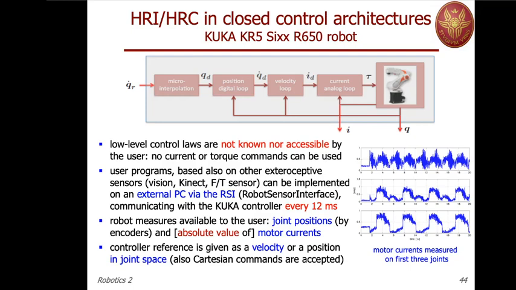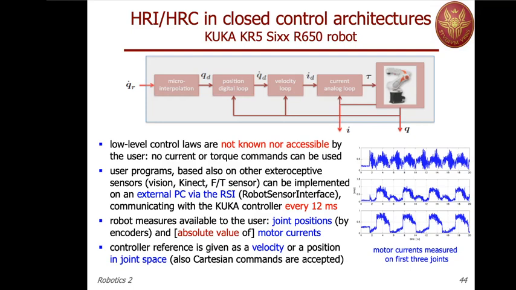The system provides as output available to the user the joint position as measured by the incremental encoder, and also the motor currents. You can see on the right hand side the typical profile of the motor currents of the first three joints. In fact, in our experiment we moved only the first three joints and kept the last three joints, so the spherical wrist, as fixed.